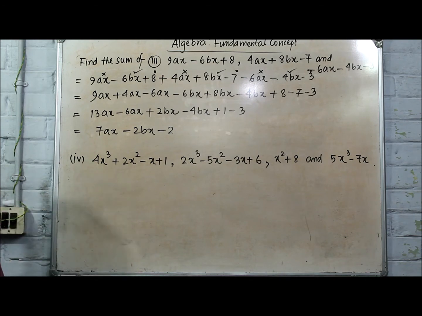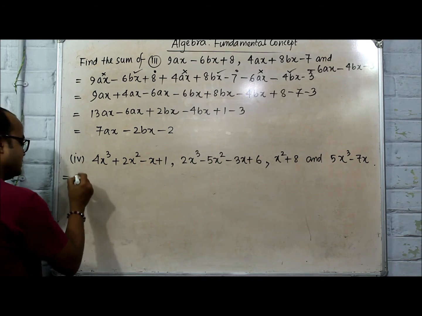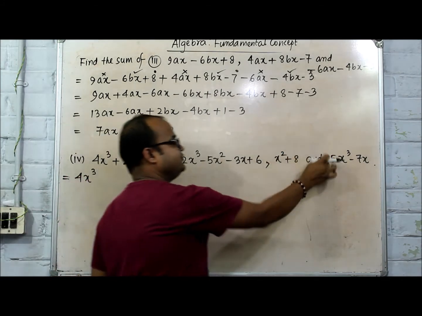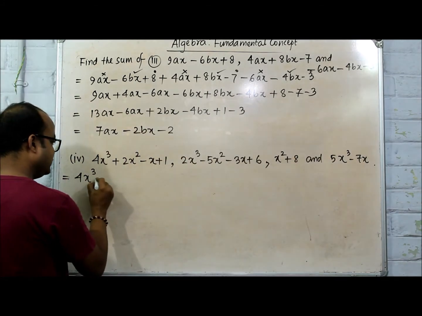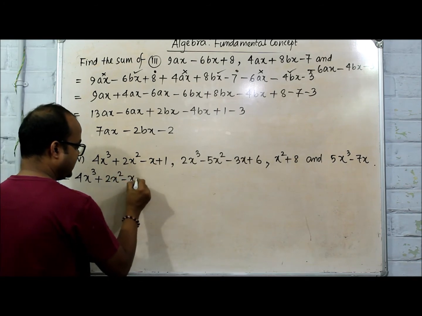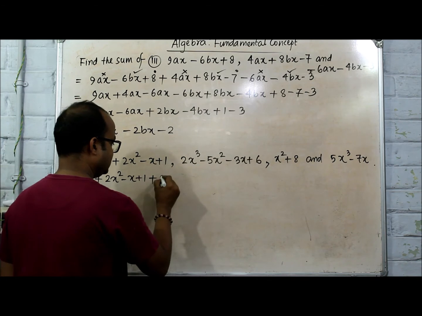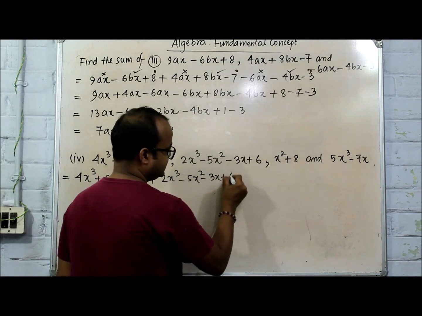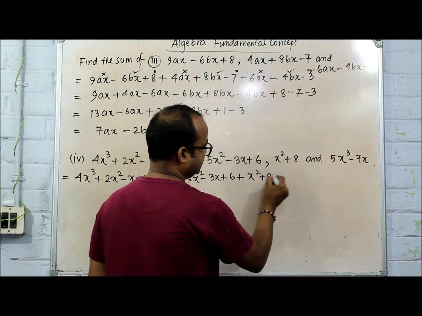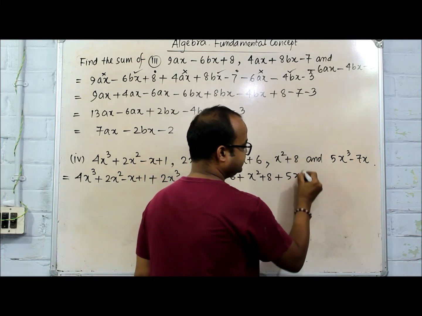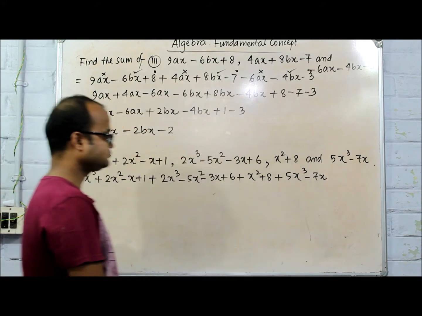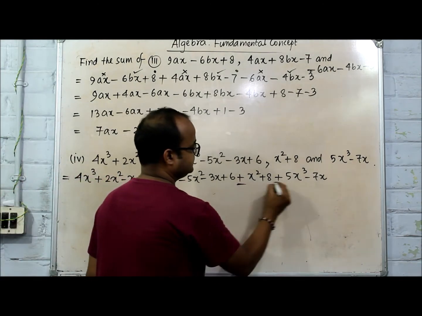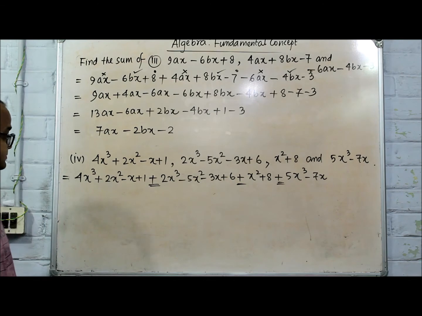Let's move into this problem. So write the terms, first putting the plus sign in between all the 4 terms. So 4x cube plus 2x square minus x plus 1, plus 2x cube minus 5x square minus 3x plus 6, plus x square plus 8, plus 5x cube minus 7x. See, I am writing all the terms, putting the plus sign in between because we need to perform the addition.